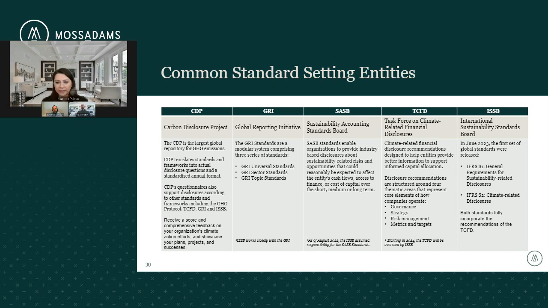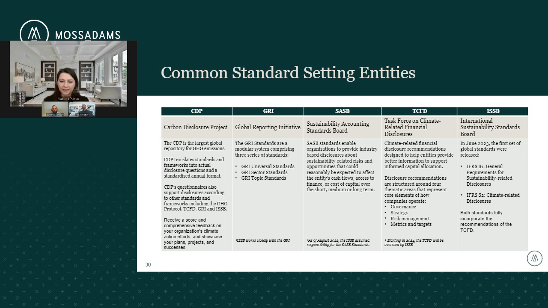Without getting too in the weeds here, I do want to highlight some information on the CDP and the ISSB. The CDP, which was formerly called the Carbon Disclosure Project, is the largest global repository for greenhouse gas emissions. The CDP is structured as a questionnaire and disclosure questions for your submission, so it's a very guided process and easy to use. The CDP also highlights that they work with entities to give comprehensive feedback on your climate action efforts. The ISSB, which is the International Sustainability Standards Board, has been very active in this space lately.